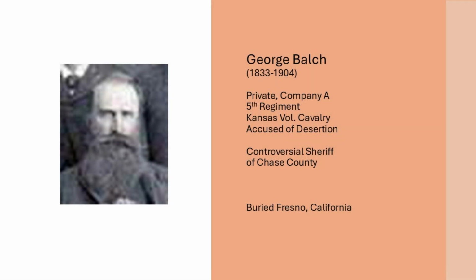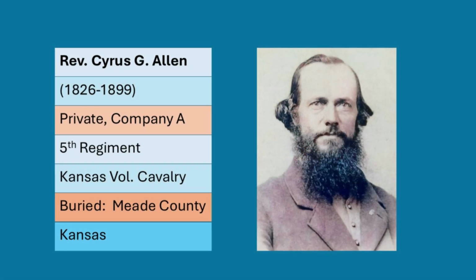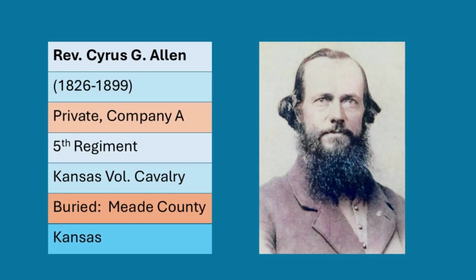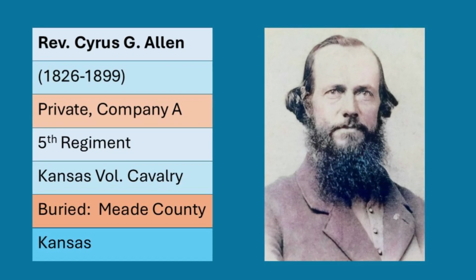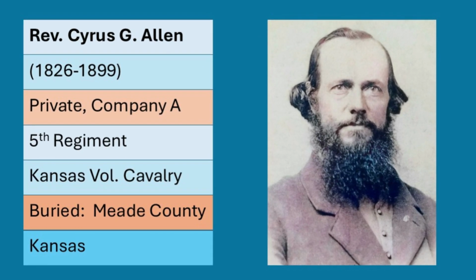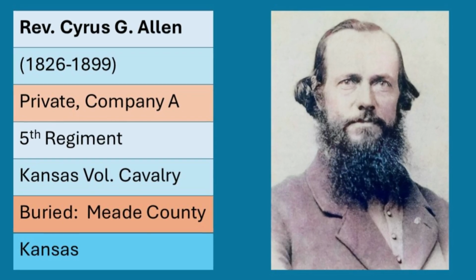Opponents accused him of being soft on strong city joints that served liquor, and they produced a report of his army desertion. Balch's friends defended him. Cyrus Allen, who had enlisted with him and served with him in the 5th Regiment, claimed the charge of desertion was, quote, an unmitigated falsehood.